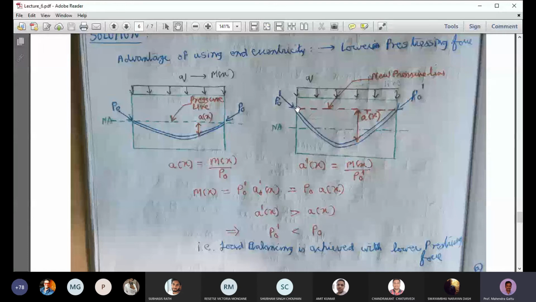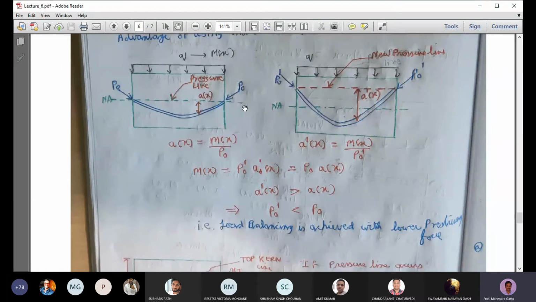And for this case, we represent the pre-stressing force as P naught prime. Now let's do the analysis. For this case, the pressure line is here, and the distance A of x is equal to M of x by P naught. And for this case, the pressure line is here, and here A prime of x is M of x by P naught prime. So A prime and P naught prime, there are two things we are keeping here, and the relation is this one. A prime of x is M of x by P naught prime.